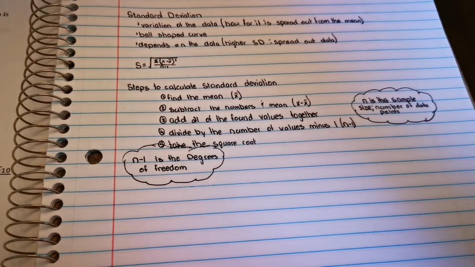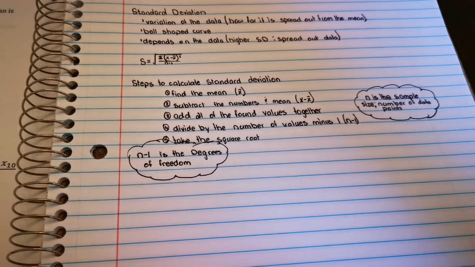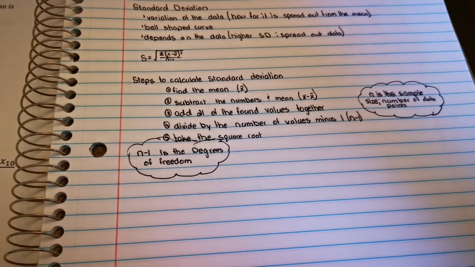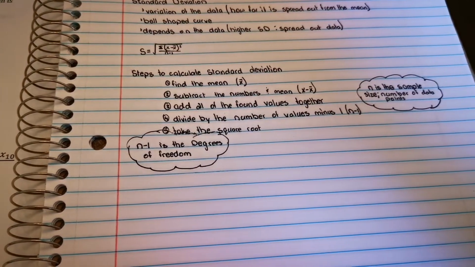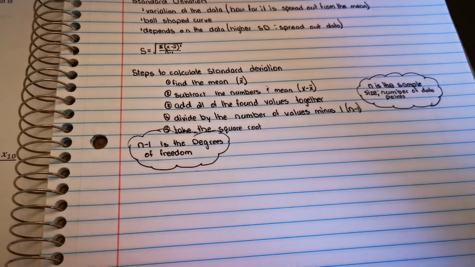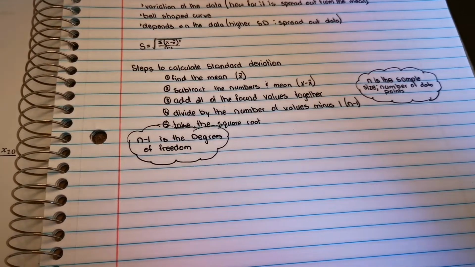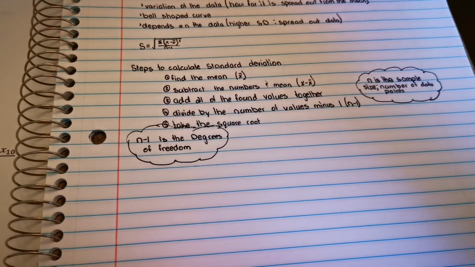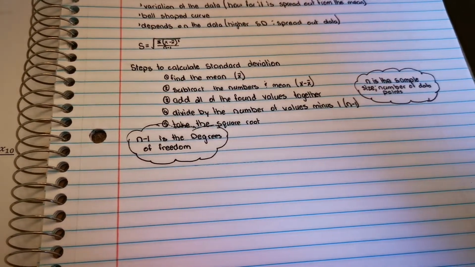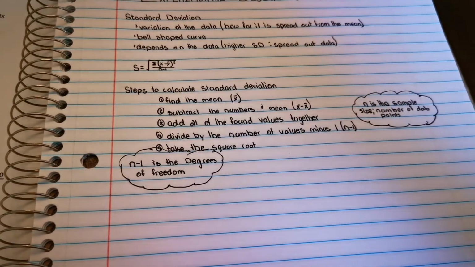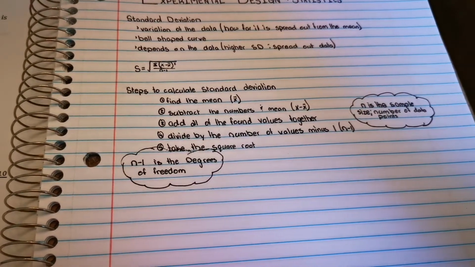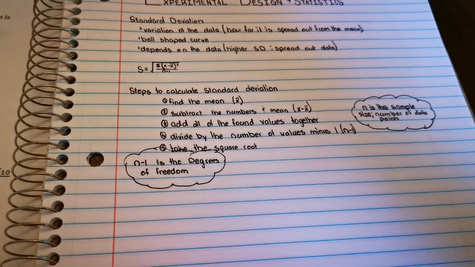This just means that you have to subtract the data points, each individual data point, from the mean. And then you have to add all of those data values you found together. Then you have to divide that sum by the number of values minus 1, which is just degrees of freedom. So over there in the little bubble I've written, the n minus 1 is the degrees of freedom. This is a very important term which you'll need to keep in mind for later in the video.